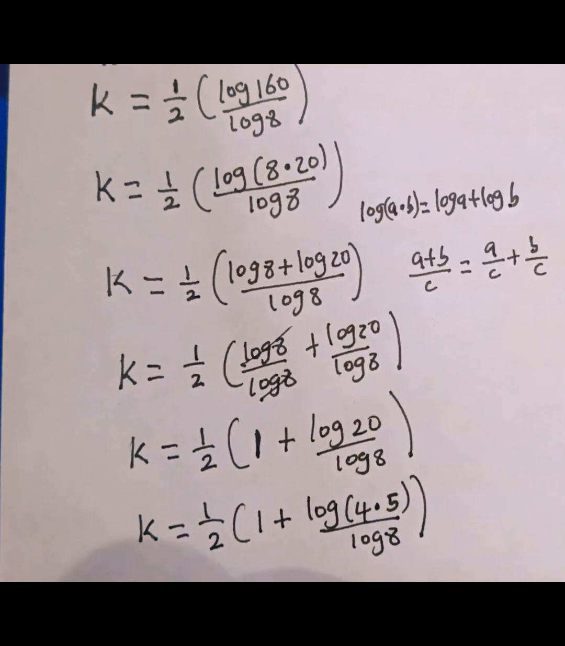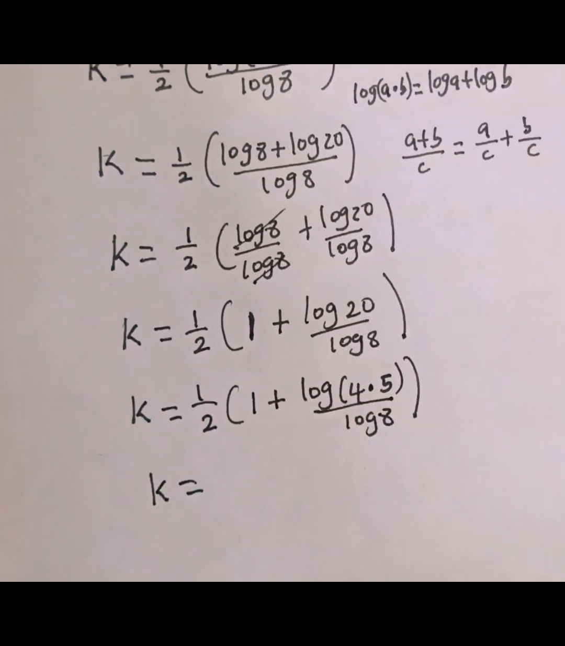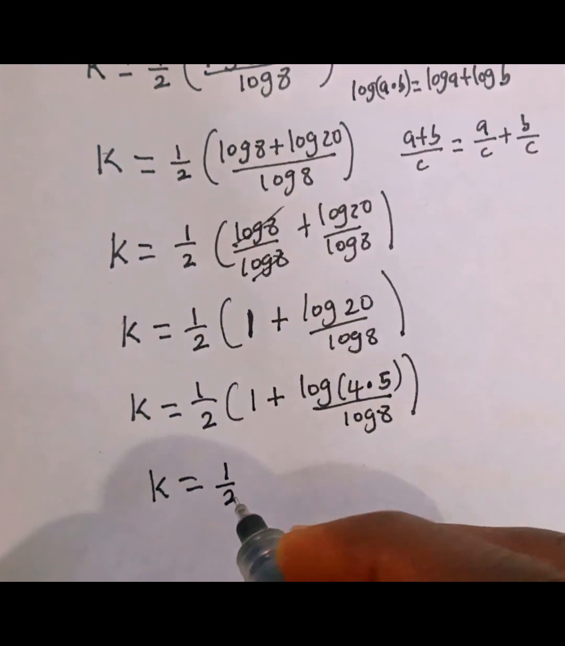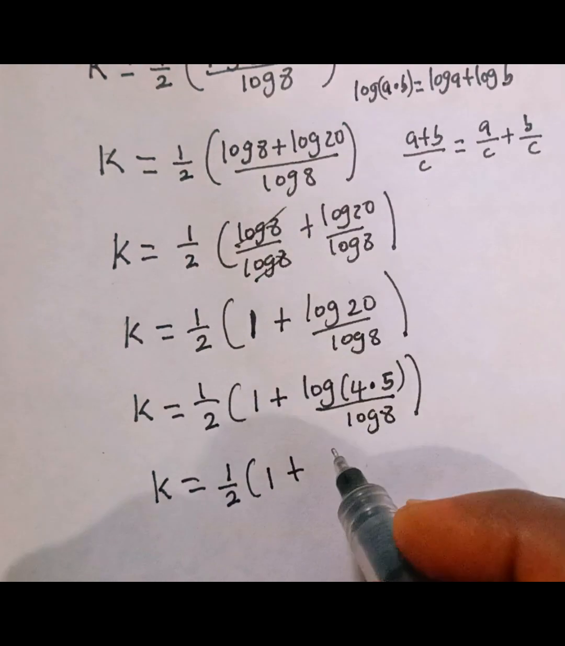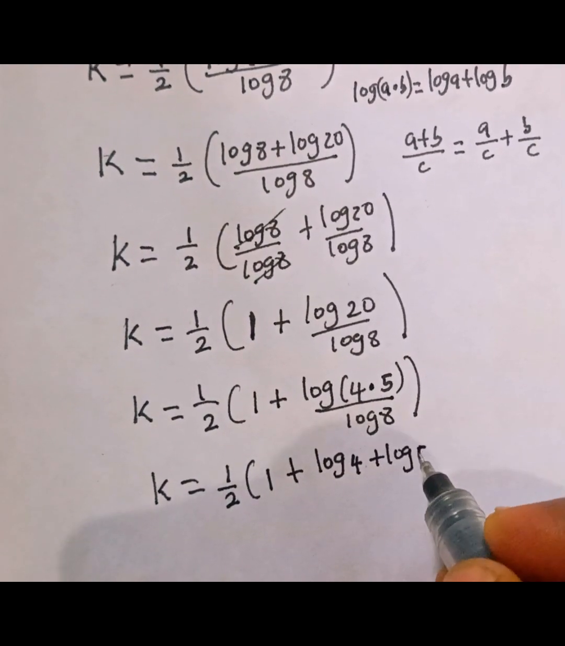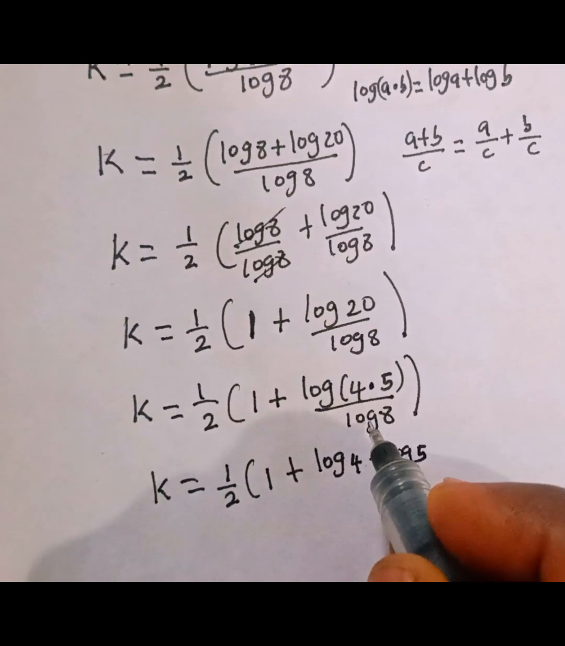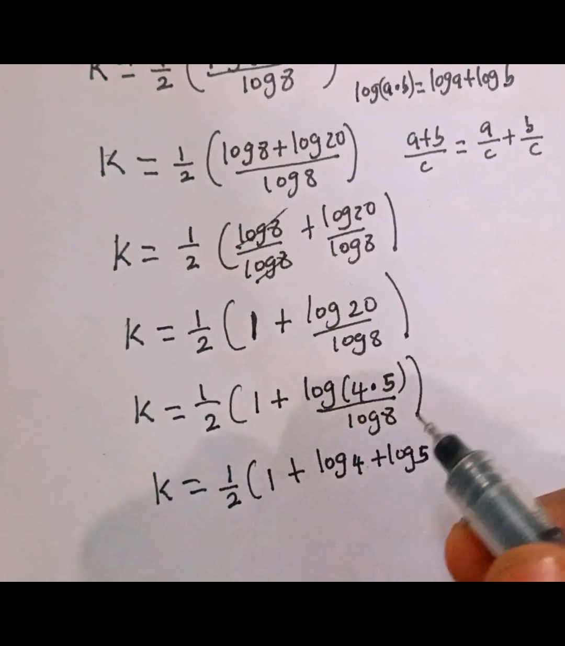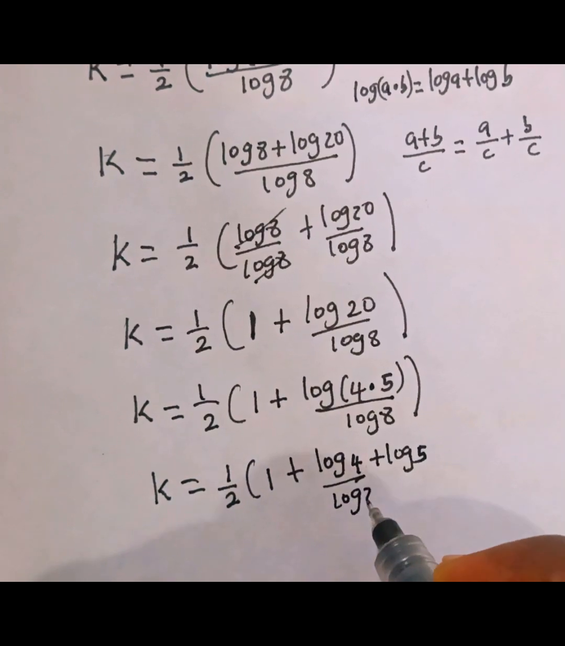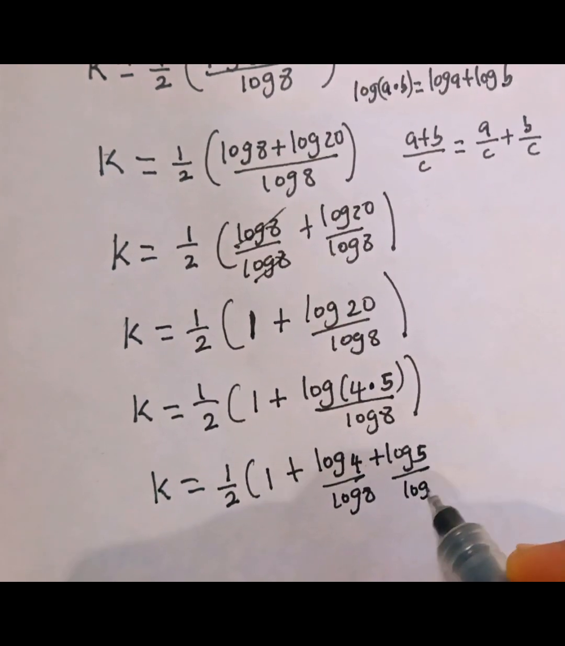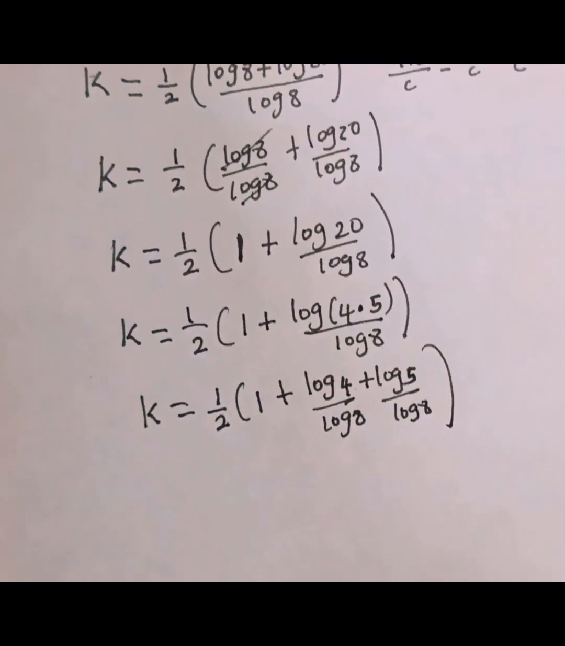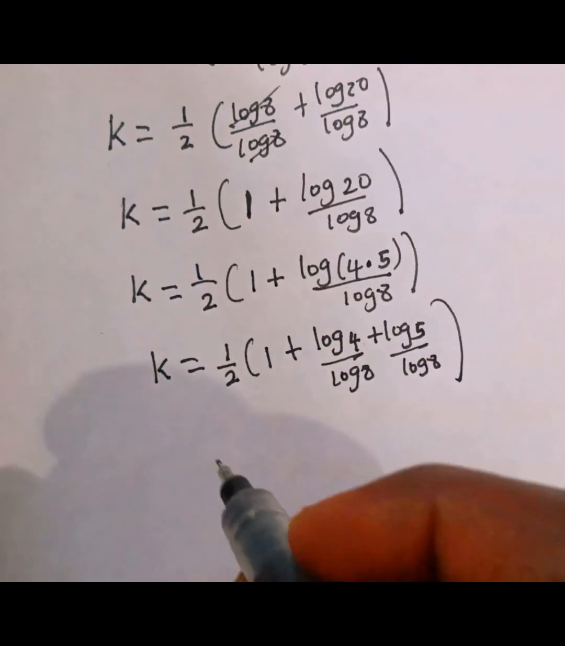Now k will be equal to, here we are going to apply this property again. So this is going to be 1 over 2, then 1 plus, this is the same as log 4 plus log of 5. Then since they have log 8 in the denominator, as you can see what we did here, both of them can share log of 8. So now we need to simplify further again. We are going to break it into its lowest form.